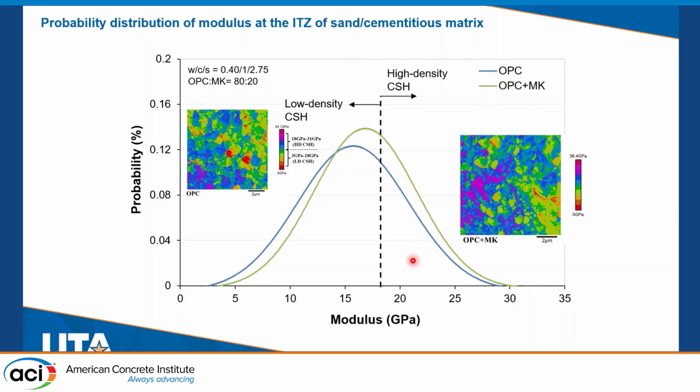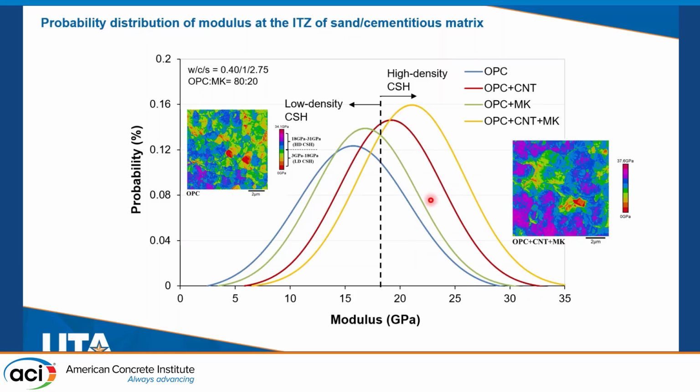Hence, the addition of these two materials, metakaolin and carbon nanotubes, not only improves the modulus, but it improves it by increasing the amount of high density CSH. Also, modulus values below 8 gigapascal correspond to pores, and the area of the curve below 8 gigapascal has reduced, meaning we have a denser microstructure at the ITZ. And these are just the micrographs, and the plots are based on these mapping images, where we can see that the high modulus area, which is the blue and the pink region, has increased.